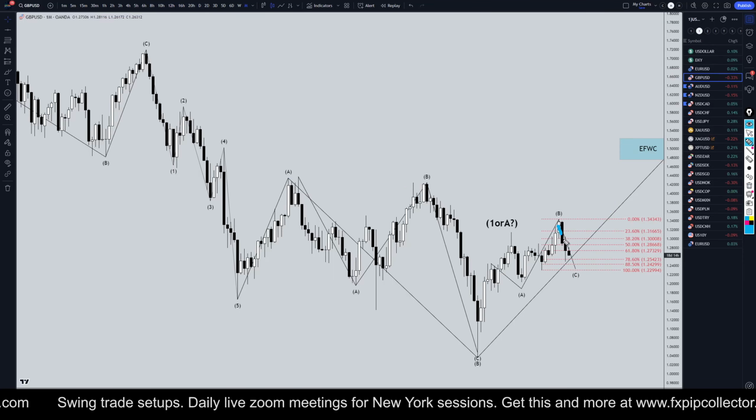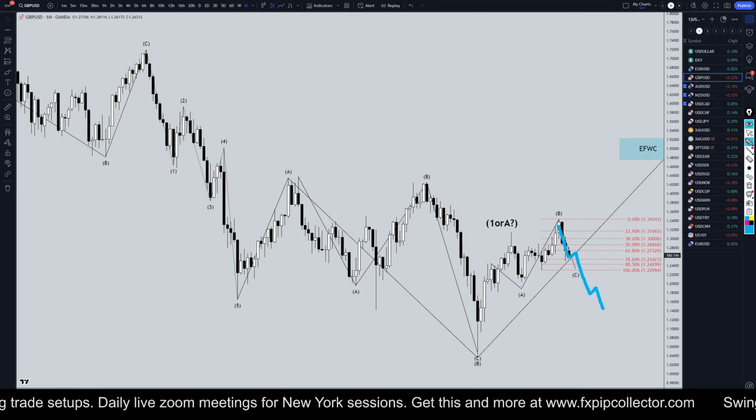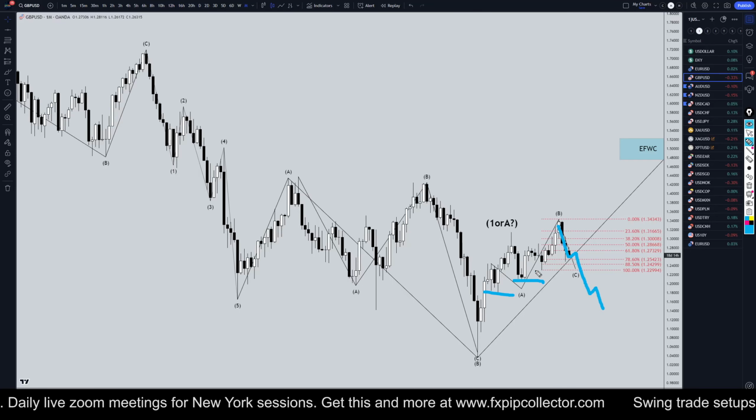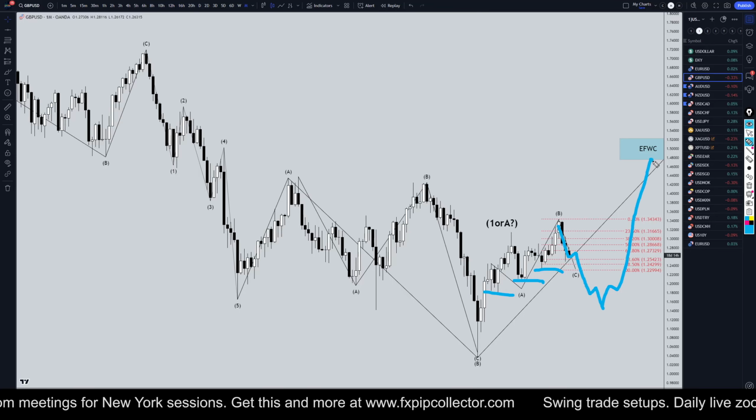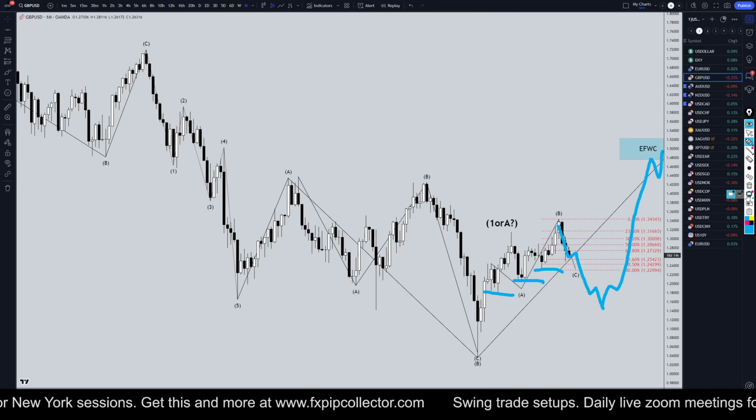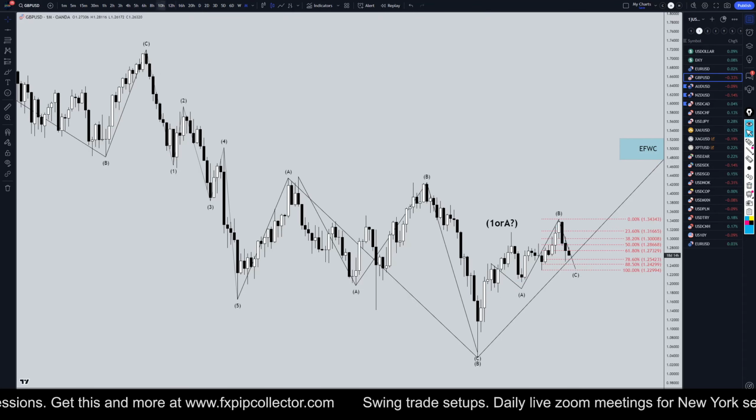Option number two is that this could turn into an expanding wave C. If it does, then it will most likely take out all these lows before it actually does go up. Luckily, we should be able to recognize when the trend is over on shorter time frames.